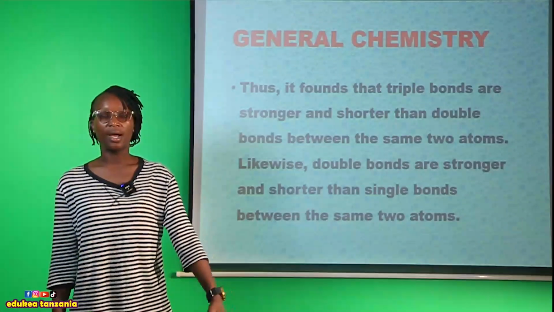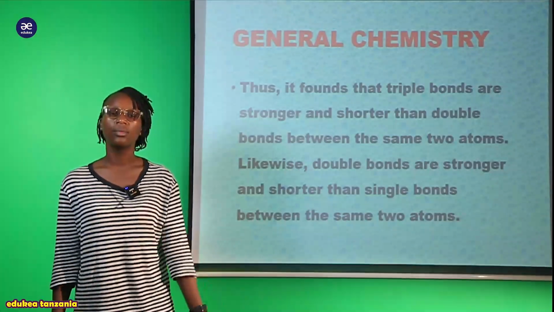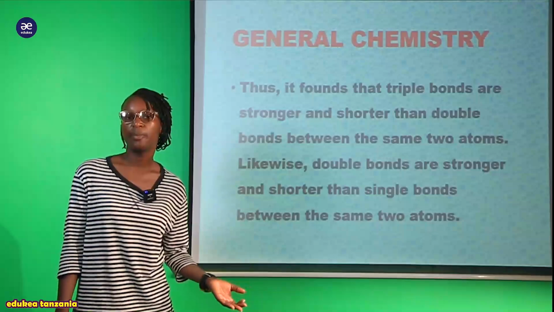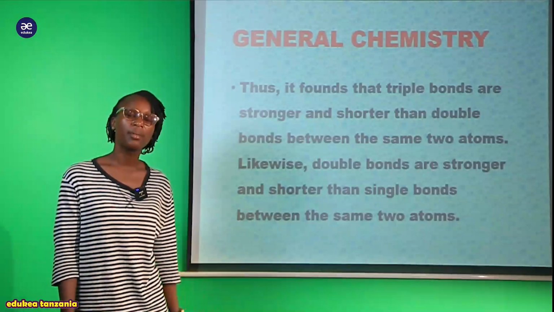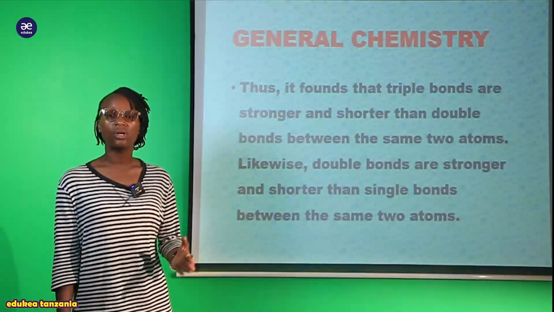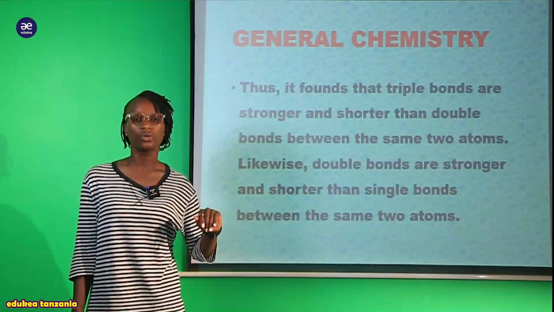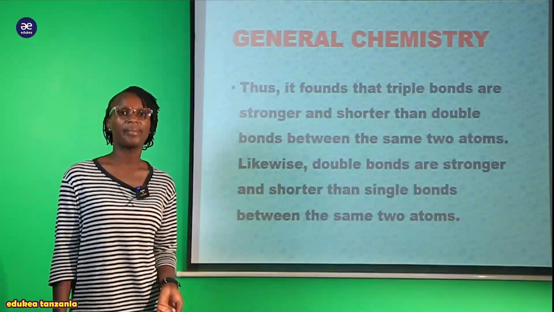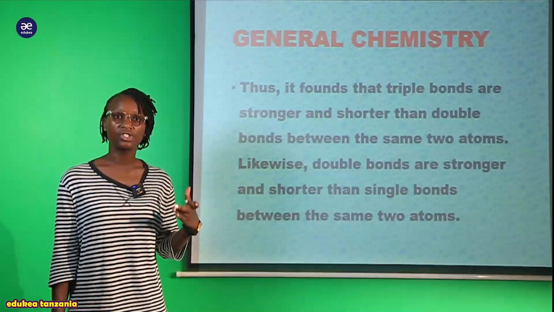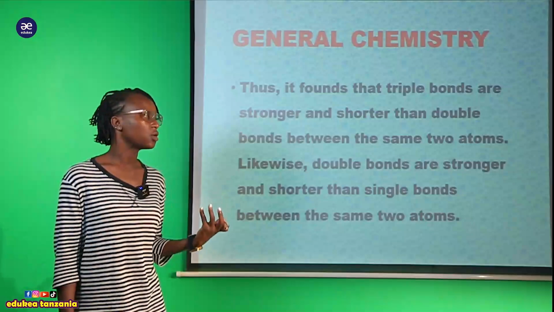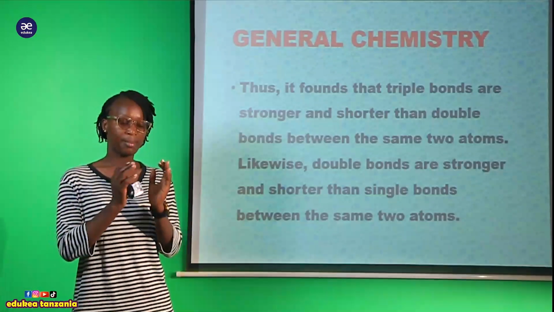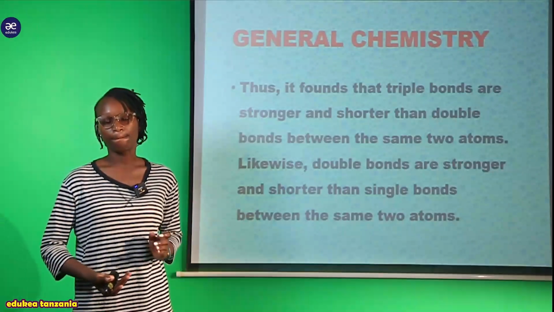Kwa hiyo tunapokuja kuconsider moja moja kwenye triple bond, tukicompare na single bond, tutaona kwamba the triple bond is stronger and shorter ukicompare na single bond of the same atom. Lakini pia tunapokuja kuongelea the double bond, also we can say the same situation, kwamba the double bond is stronger and shorter than the what? Than the single bond, because we are talking about the multiple and single.